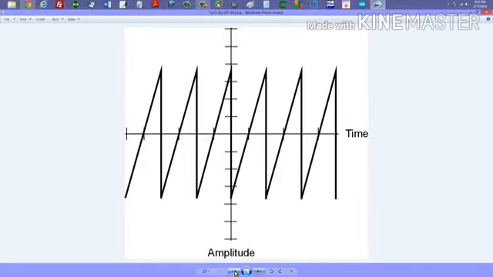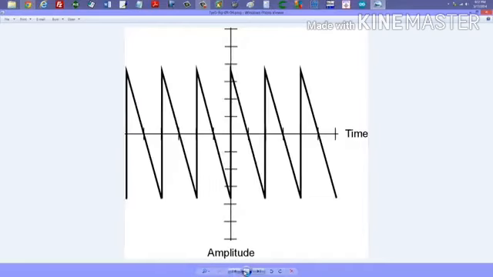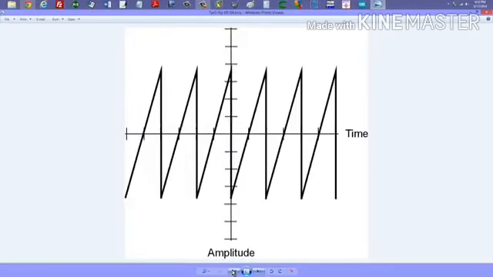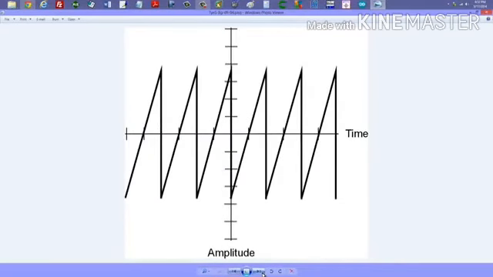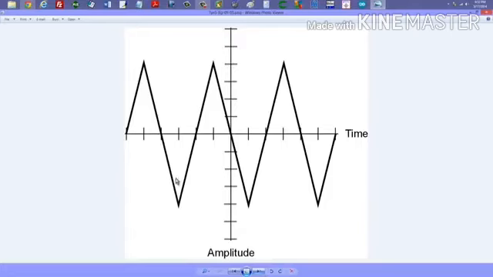Sawtooth waves, actually, the ramp wave is a specialized form of sawtooth. These are sawtooth waves because they look kind of like the teeth of a cross-cut wood saw. But a triangular wave like this is referred to as triangular because of its shape.